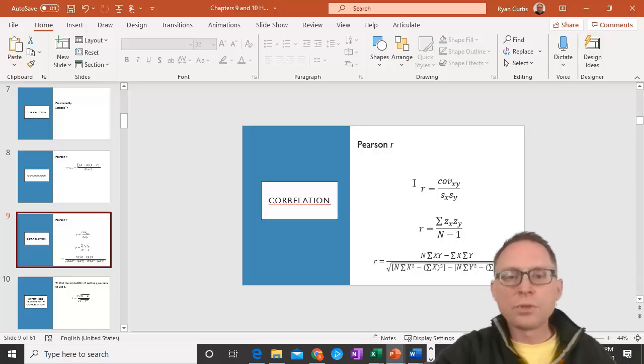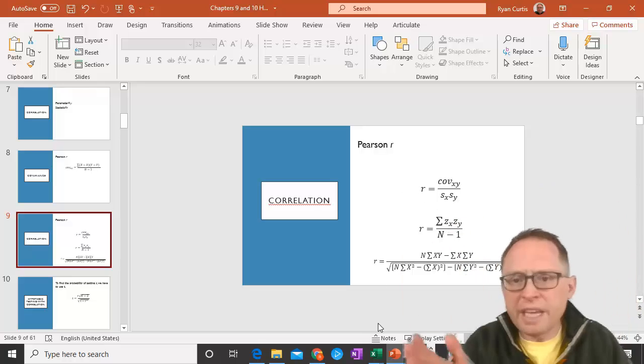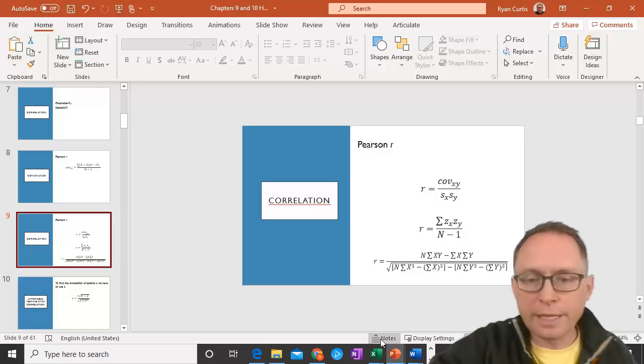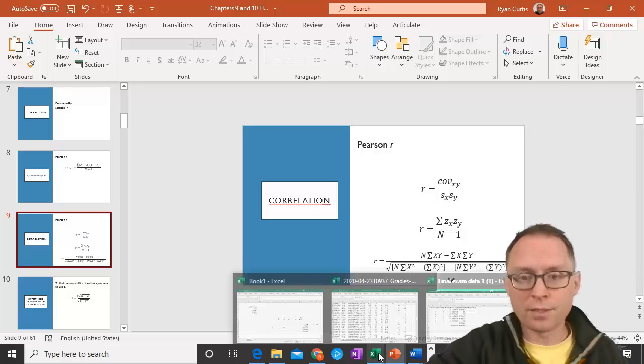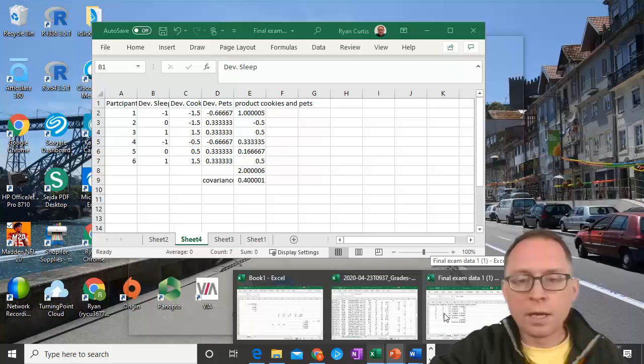Okay? Let's do this first one, covariance divided by the standard deviations. But remember, well, you're like, wait a minute, but I only have deviations. How am I going to do this? Well, it's going to be pretty easy because we already know how to calculate this stuff. So let's get the covariance and then divide it by the product of the standard deviations. So let's find it right now.